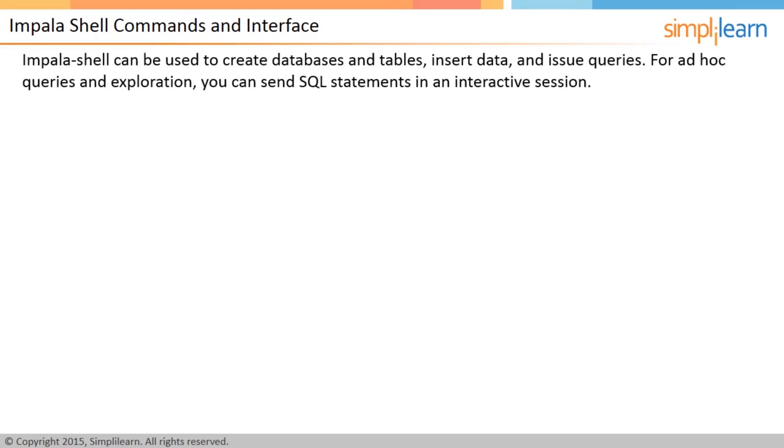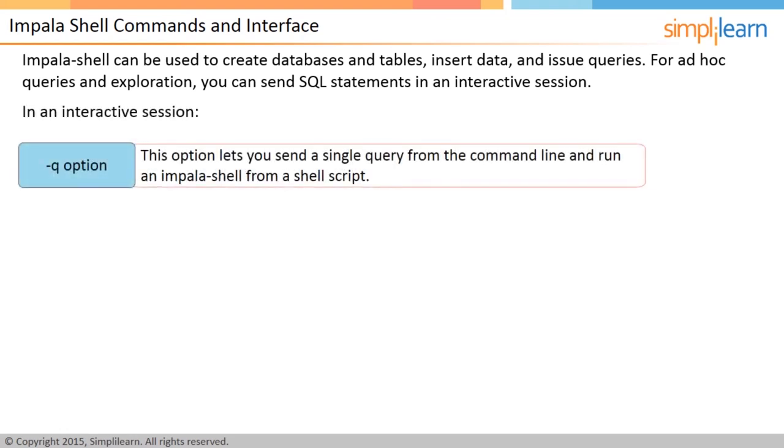The Impala shell tool and Impala shell help perform functions such as creating databases and tables, inserting data, and issuing queries. For ad hoc queries and exploration, SQL statements can be used in an interactive session. In an interactive session, the -q option allows issuing of a single query from the command line. You can do this without the help of the interactive interpreter. You can use the -q option to run Impala shell from a shell script. You can also use the -q option with the command invocation syntax using scripts such as Python or Perl.